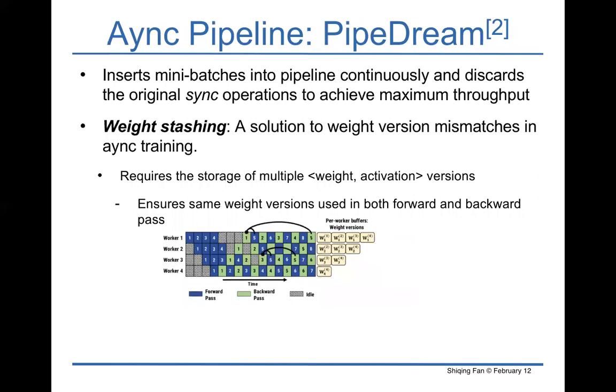The other category is asynchronous pipeline training. PipeDream from Stanford and CMU is a representative work of asynchronous pipeline training. This method inserts micro-batches into the pipeline continuously and discards the original synchronized operations to achieve maximum throughput. Although these efforts have made good contributions to advanced pipeline training techniques, they have some serious limitations.